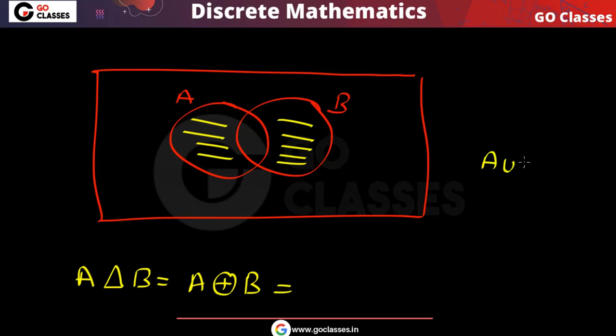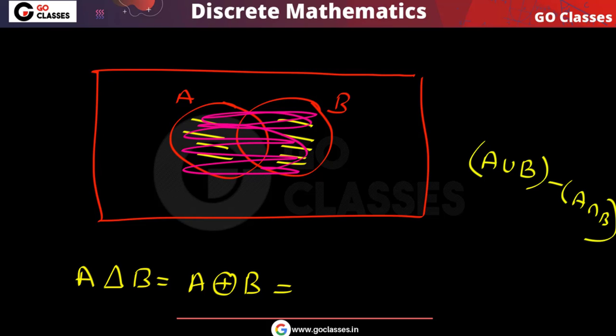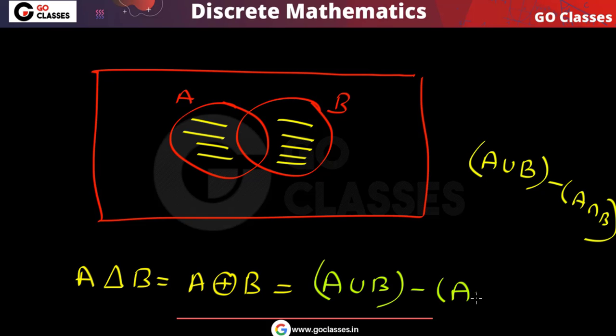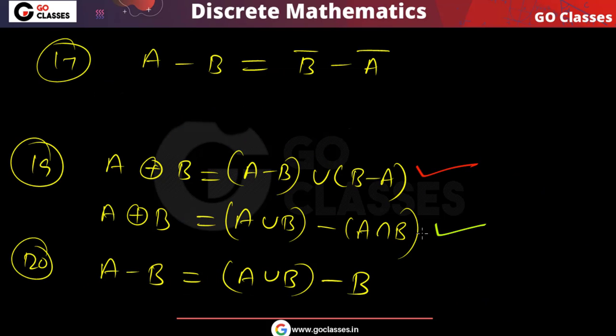Now similarly, what is the area of A union B minus A intersection B? This is the area of A union B. If from this complete area you remove the common area, you get the same symmetric difference area. So A union B minus A intersection B is your symmetric difference area. So these two we have seen.